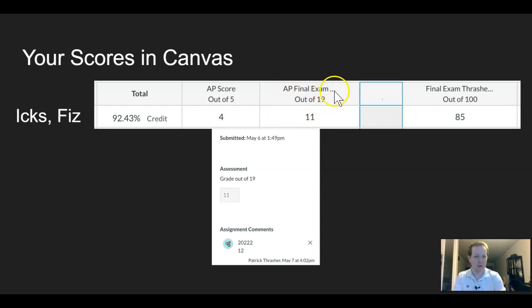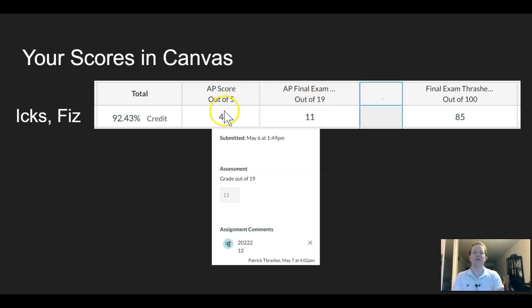I know it's cut off a little bit, but if you could expand this, I think it says AP Final Exam raw score. Now, this quiz is marked as an assignment in Canvas, which means this does not affect your grade. Whether I put in a 0 or 19 or 15, that would not change your overall grade percent. So this is just info. What was your raw score on the free response? This person got 11 out of 19, which is pretty fantastic.